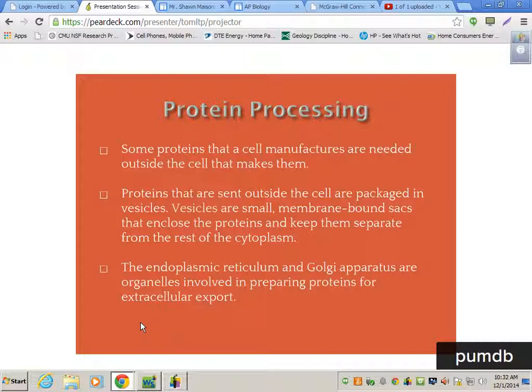So I need everybody to do this with me. So if I am a ribosome attached to the endoplasmic reticulum, what type of ribosome am I? Everybody say bound ribosome.